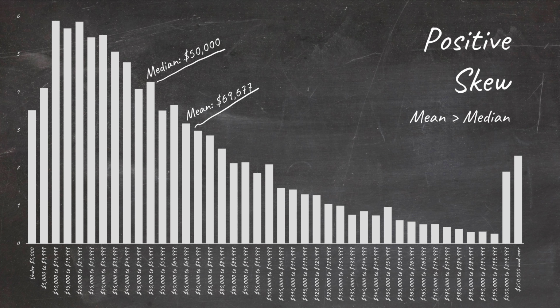50% of people would have incomes below the median, and 50% would have incomes above it. But less than 50% have incomes above the mean income here because the distribution is positively skewed.